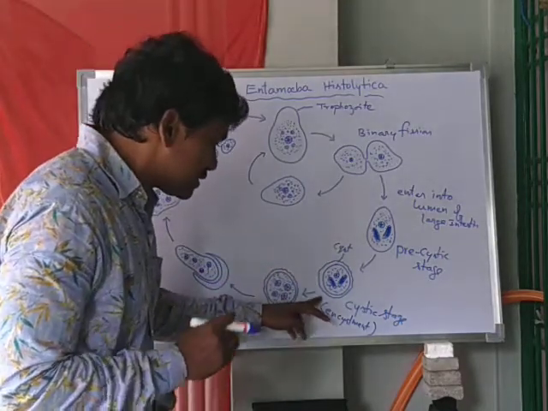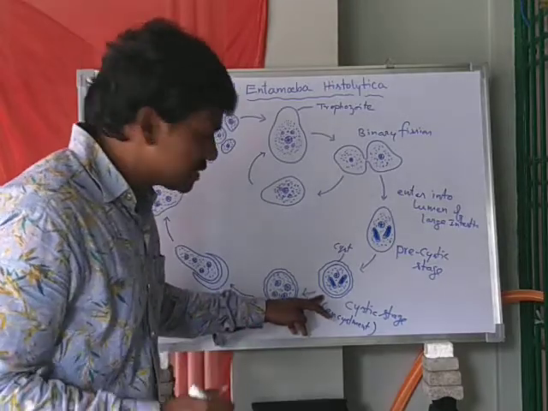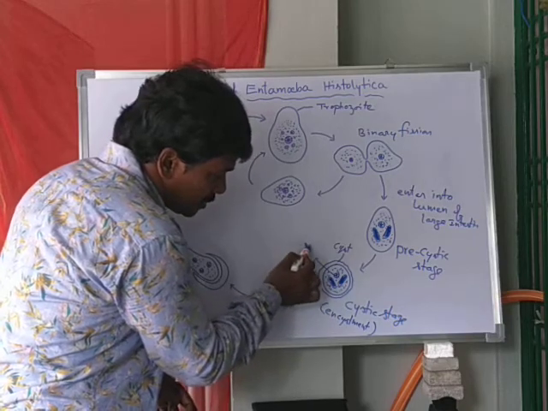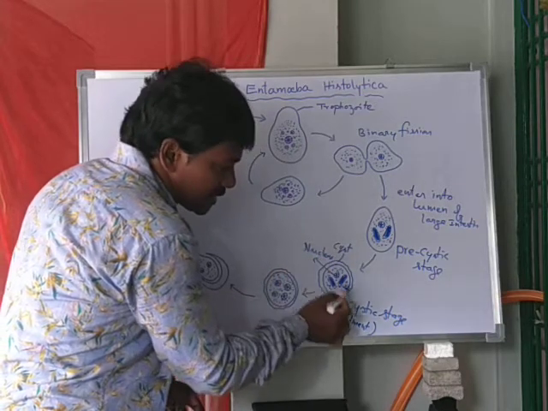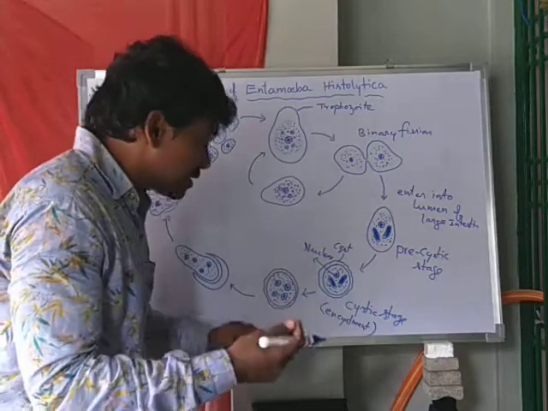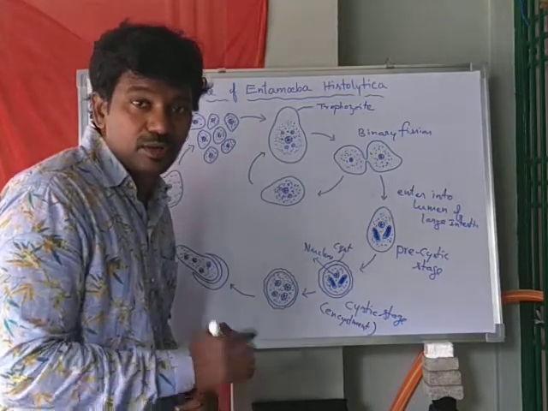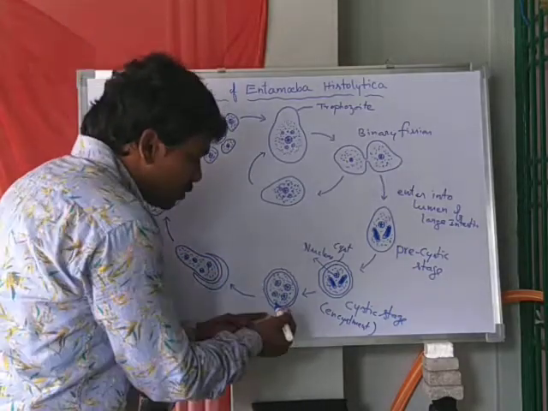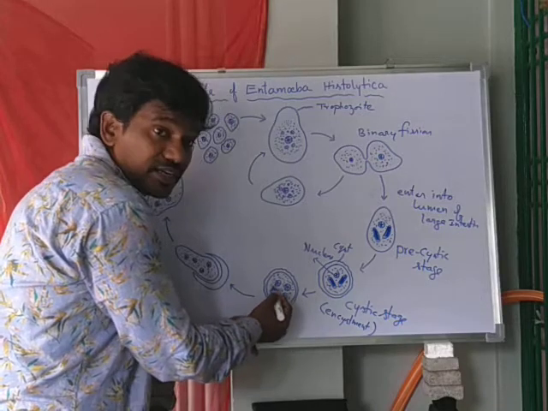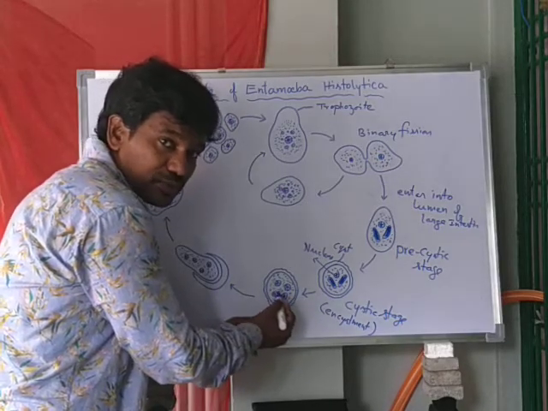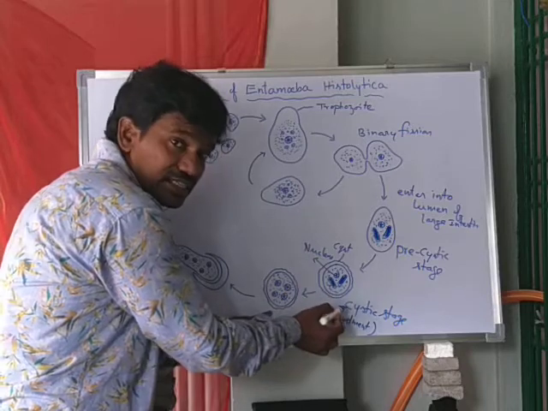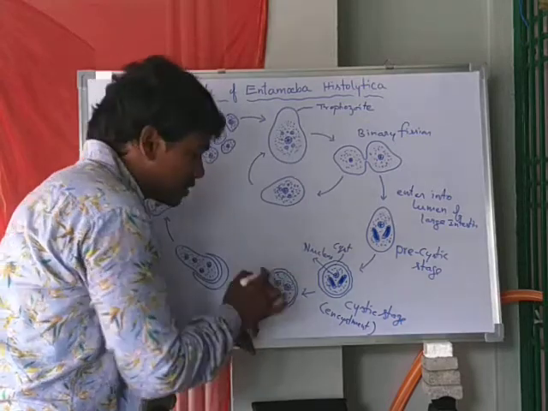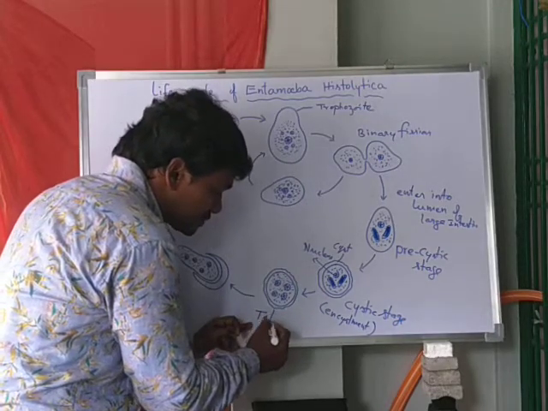After a few hours, the nucleus of the cystic stage, this is the nucleus, undergoes two mitotic divisions. As a result, four daughter nuclei are formed. Now this stage is called tetranucleate.